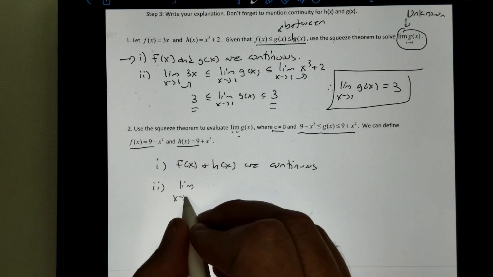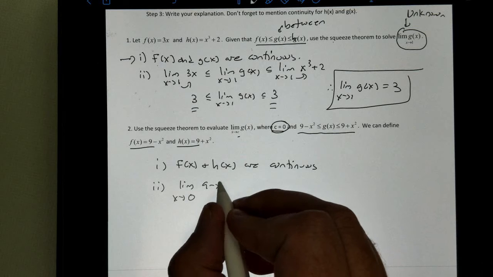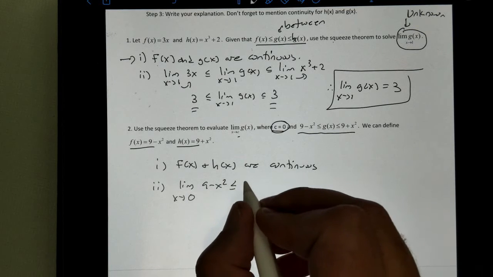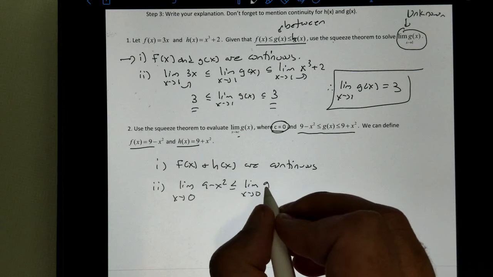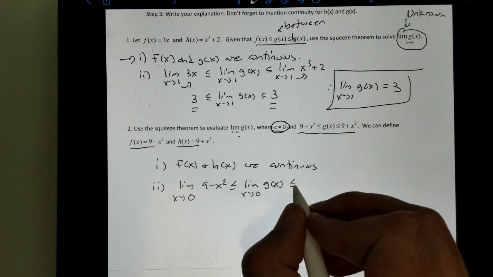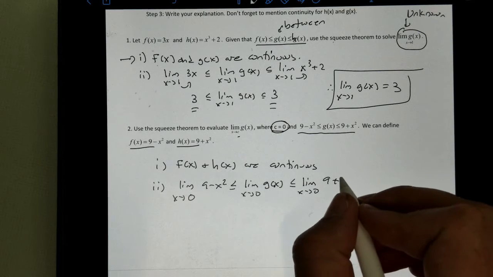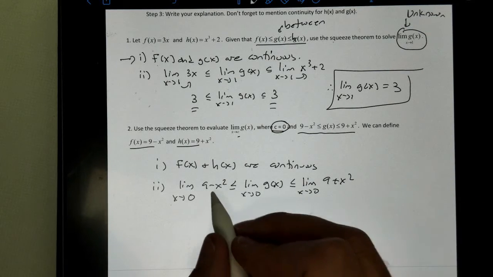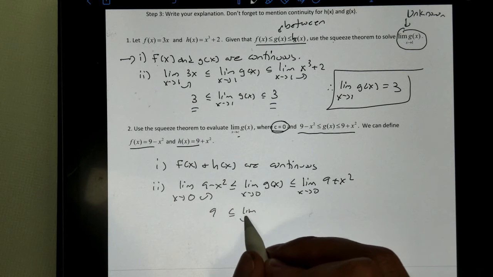The limit as x approaches 0, remember we're using 0 for c, of 9 minus x squared, less than or equal to the limit as x approaches 0 of g of x, which is less than or equal to the limit as x approaches 0 of 9 plus x squared. Plugging in 0, we get 9, less than or equal to our limit here.